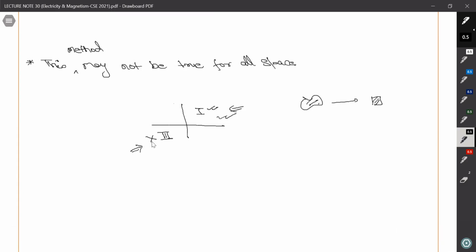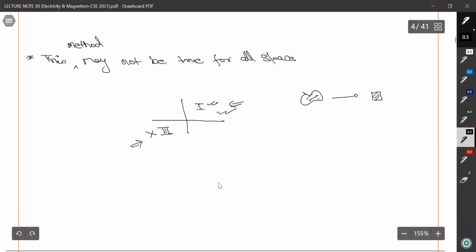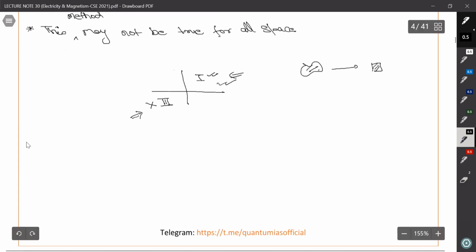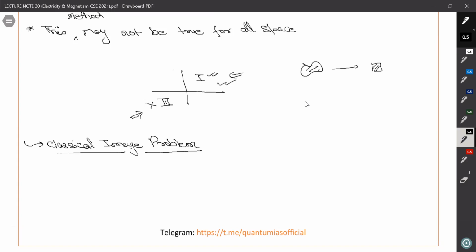So if you are clear with these things, let us jump to the classical image problem, right? This will clear your doubt, as well as show how we can use this thing. Okay, and also what the limitations are and what physical quantities we can extract from this method, right?